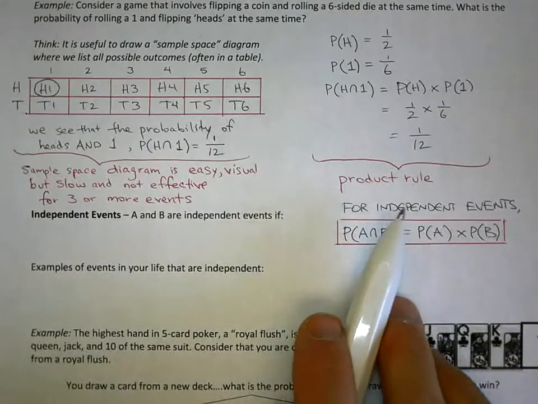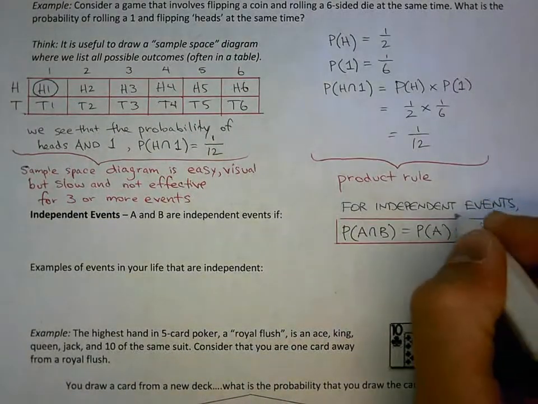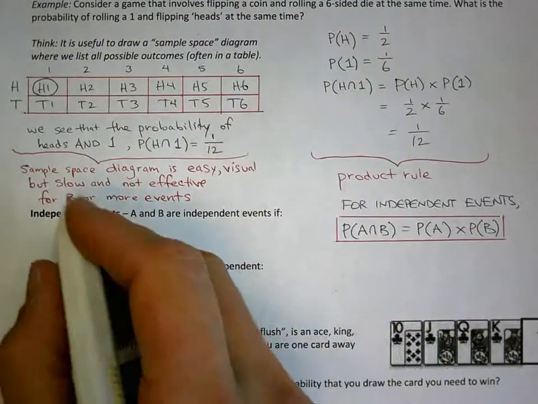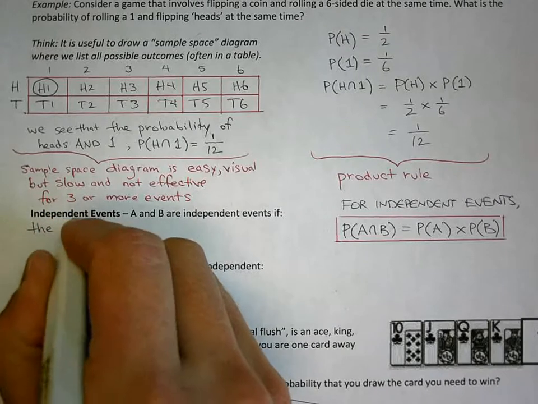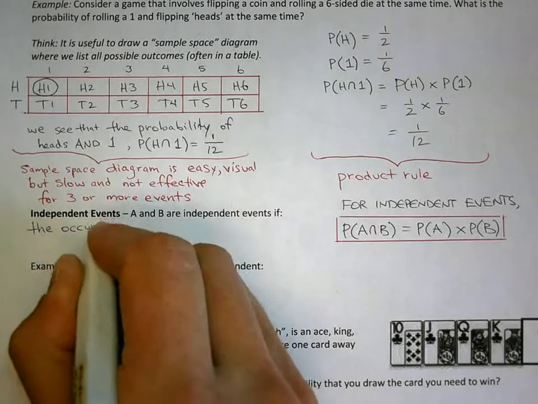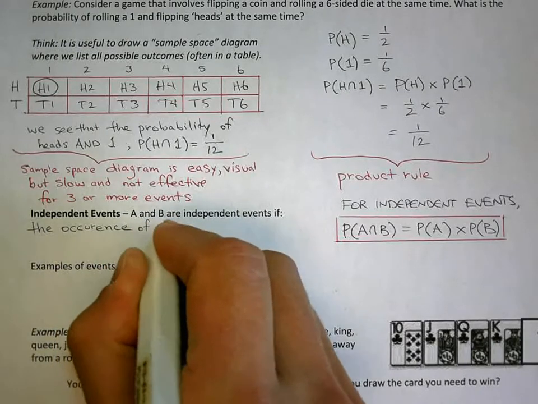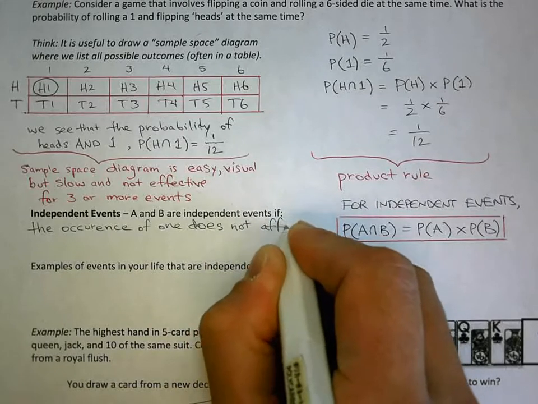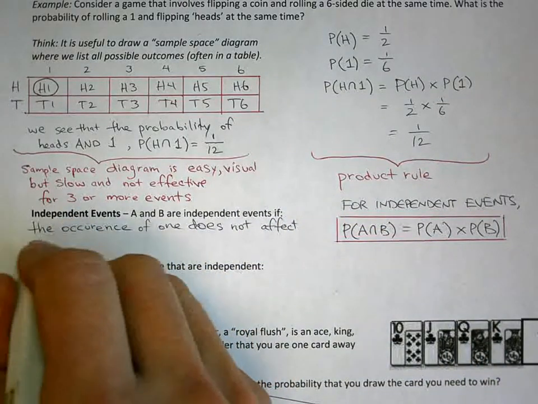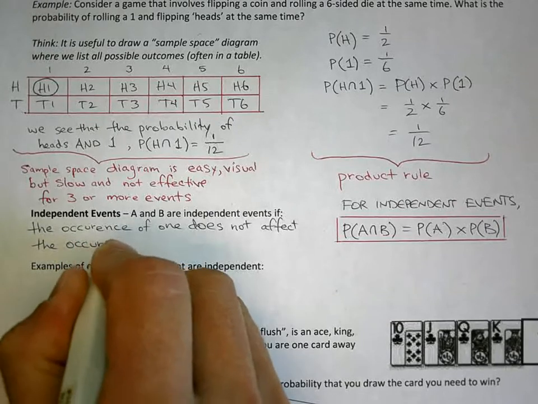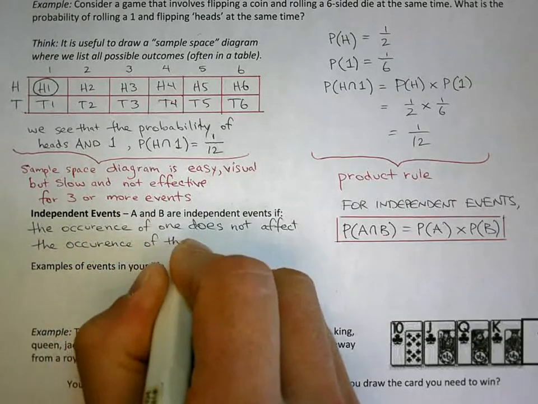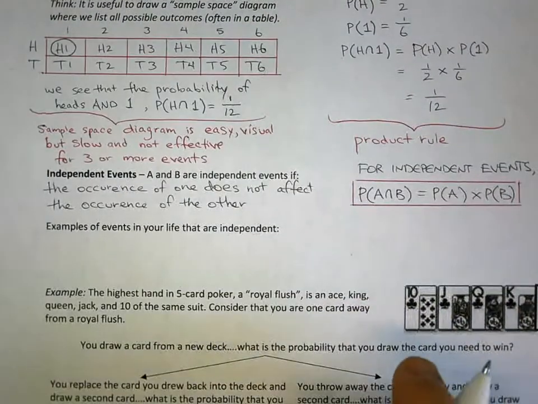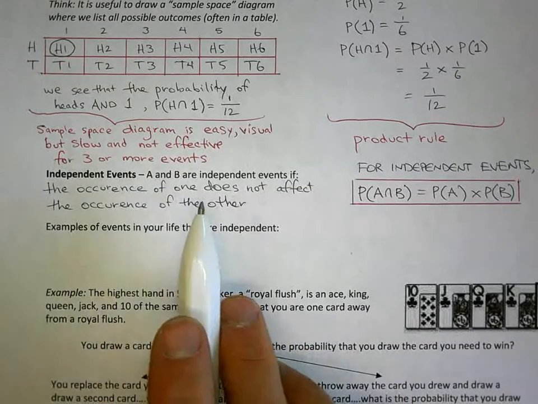Now, we should define what we mean by independent events. This formula only works if the events are independent. And independent events means that the occurrence of one does not affect the occurrence of the other. So think about two things in your life where one does not affect the other.